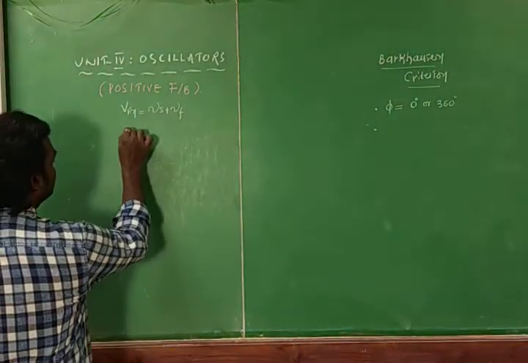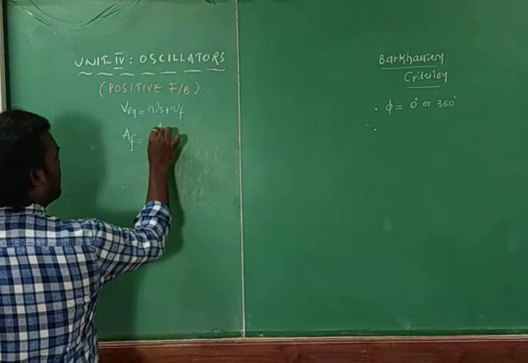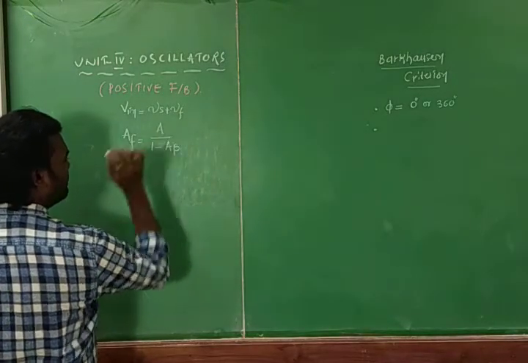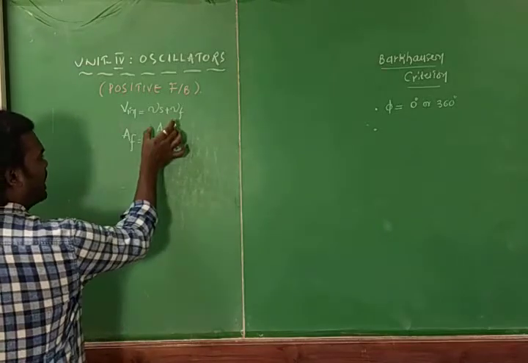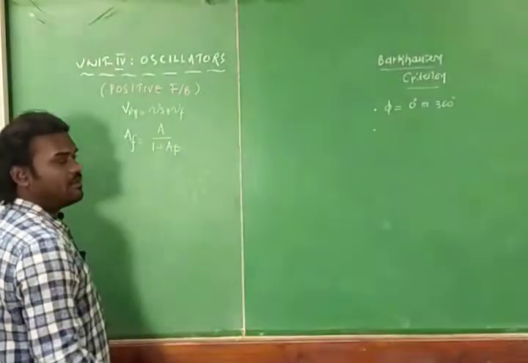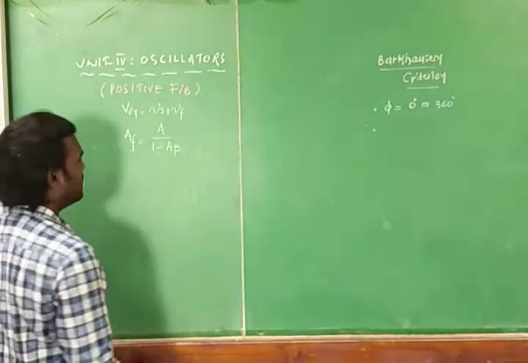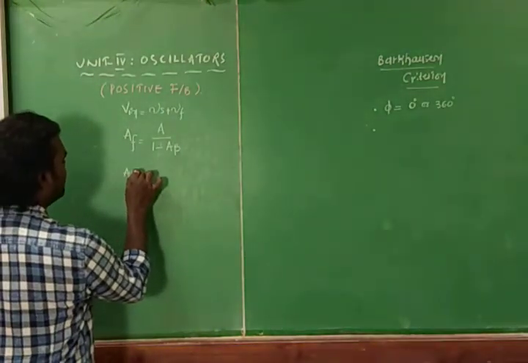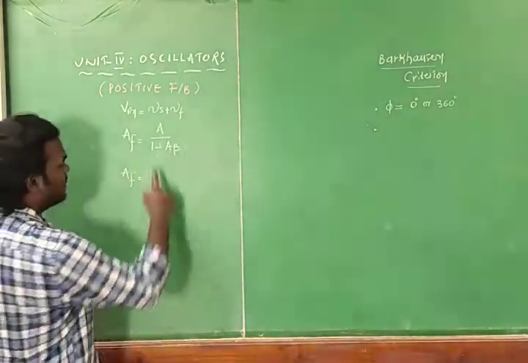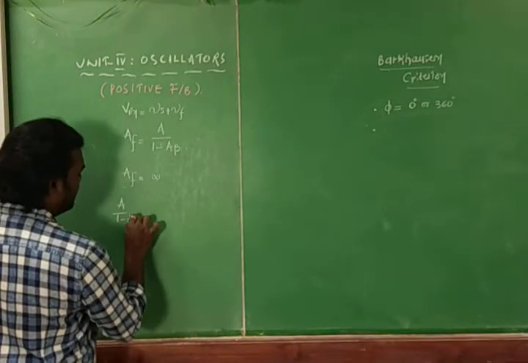Gain will be infinite means in case of positive feedback, the gain is given by AF equals A by 1 minus A beta. We know that A is the open loop gain and beta is the feedback ratio. Open loop gain is the gain without feedback, whereas AF is the gain with feedback. So we are saying that in case of positive feedback, gain is infinite. Gain is infinite means A by 1 minus A beta must be infinite.